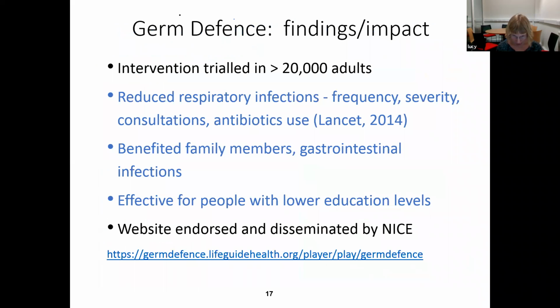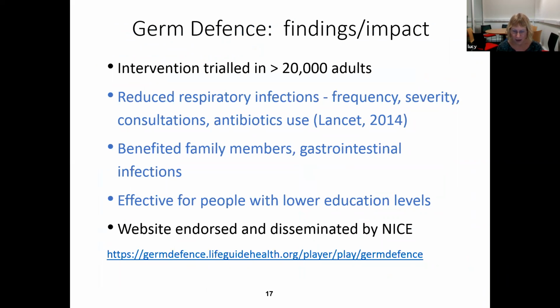And as I said, this was our second intervention. We trialled it in 20,000 adults. To my amazement, we did actually change hand washing. At the start, I'd said, I don't think a website can change a habitual behaviour like hand washing, but it did. So it got published in The Lancet.